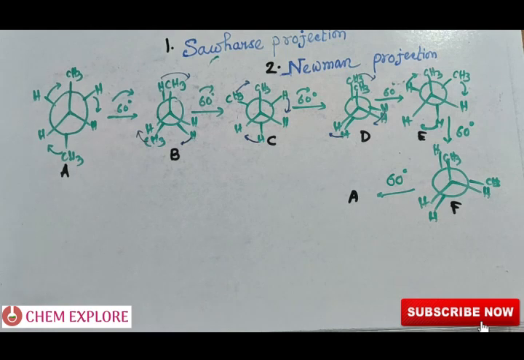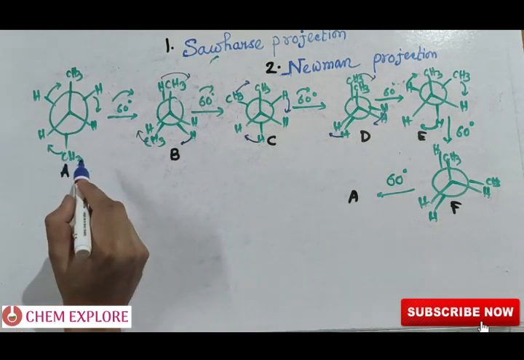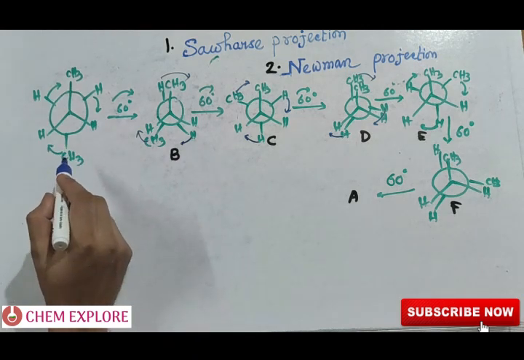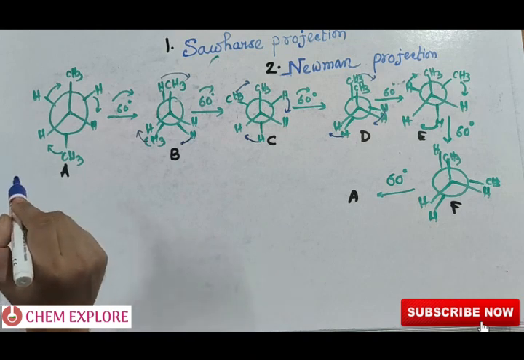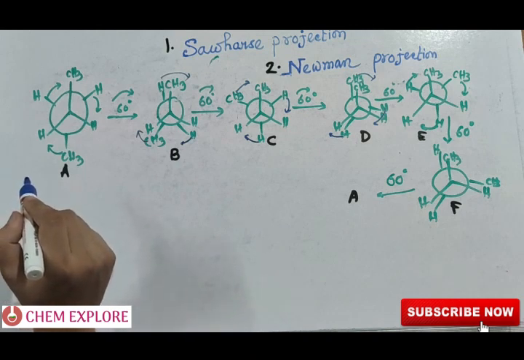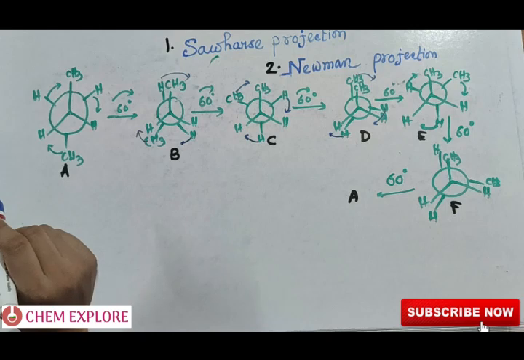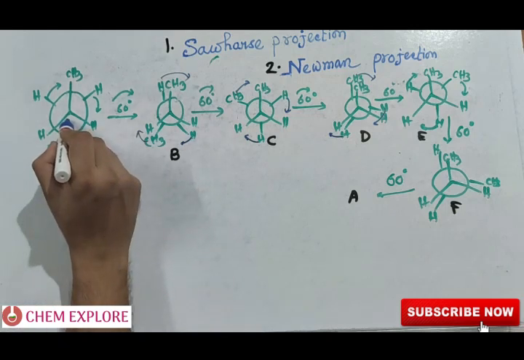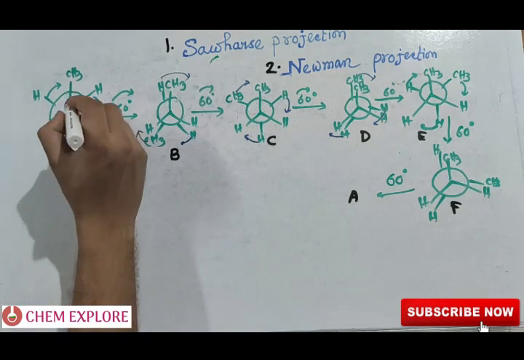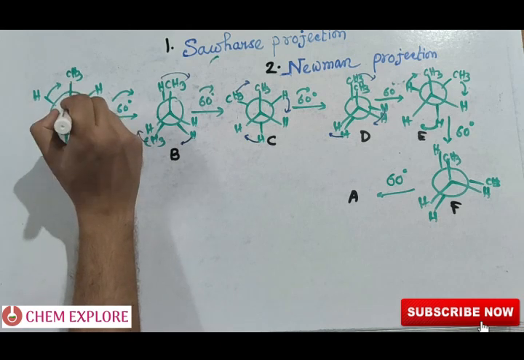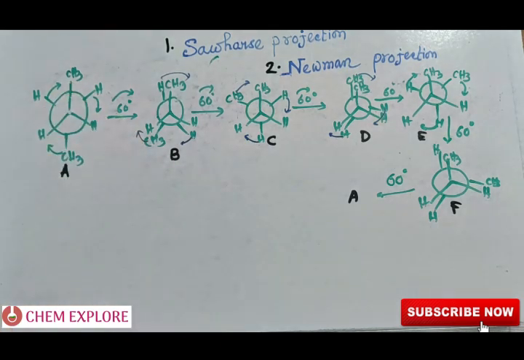Now, for the structure of A, what is the dihedral angle for this molecule? The answer is, the dihedral angle is 180 degrees. Why? Because the highest priority group is CH3 and CH3. For this center, CH3 is the highest priority group.